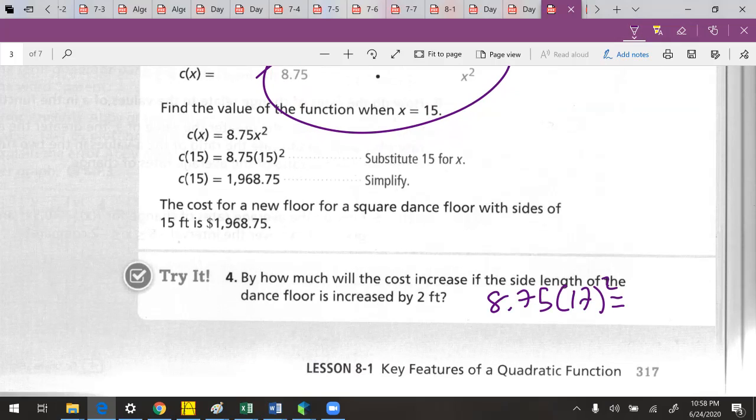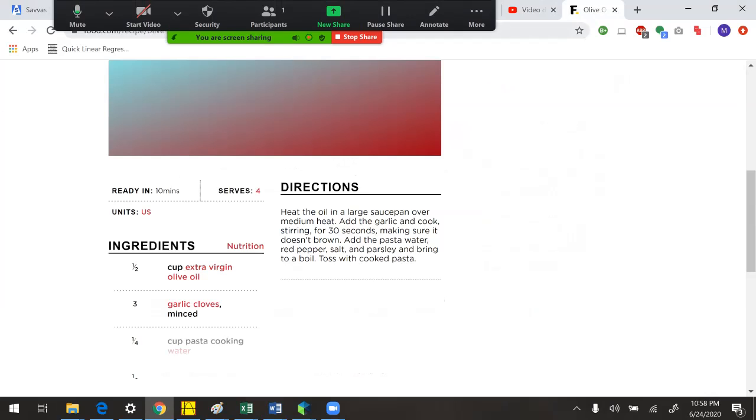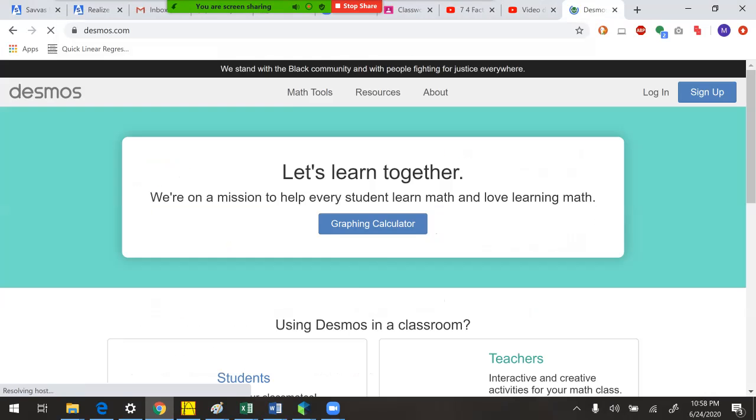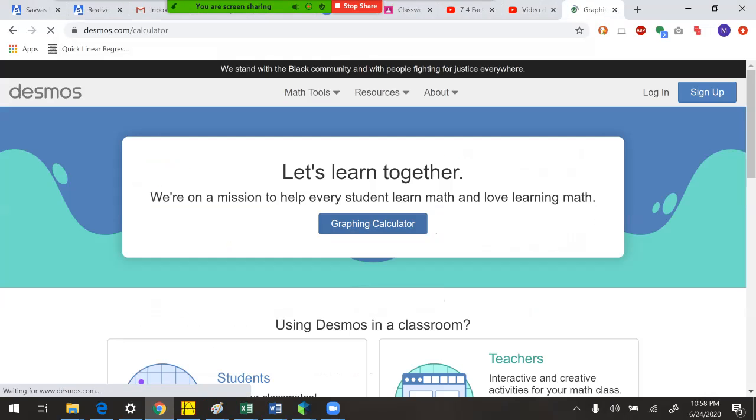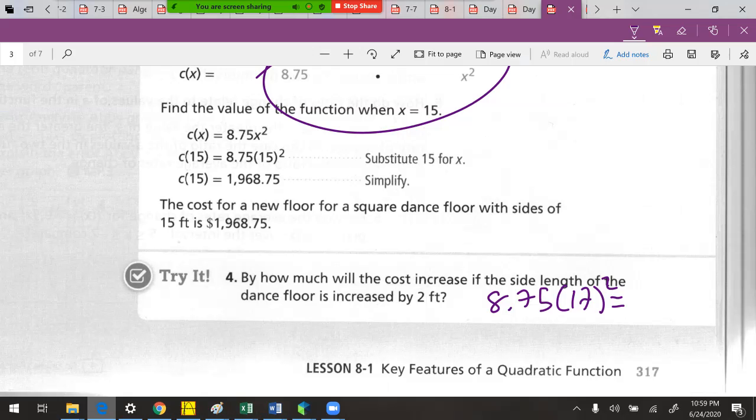We can use good old decimals, and let's actually do that as a matter of fact. Let's move that over here. Let's find a decimals ordeal. Okay, decimals. The graphing calculator looks different actually. 8.75, 17 squared. There you go, 2528.75.